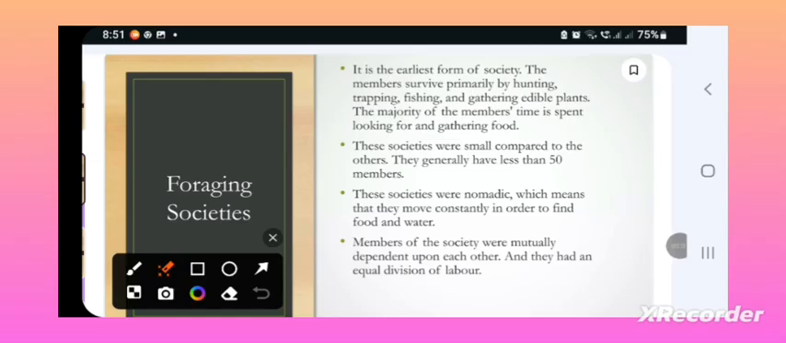Foraging societies. It is the earliest form of society. These societies were small compared to the others. These societies were nomadic, which means that they moved constantly in order to find food and water. Members of the society were mutually dependent upon each other.